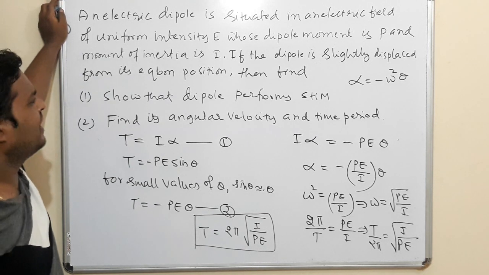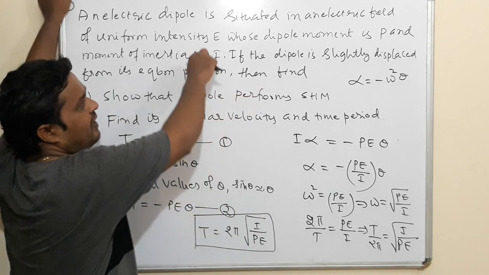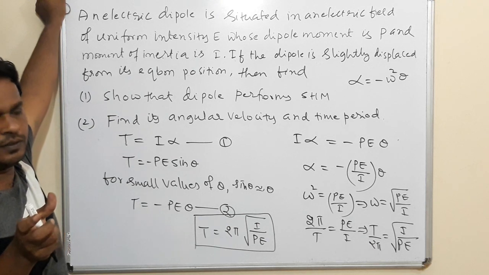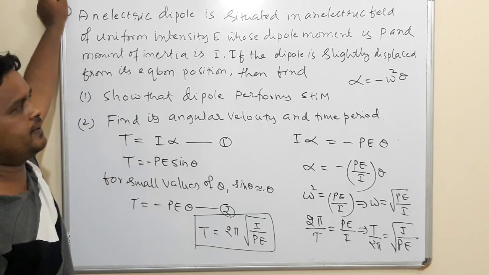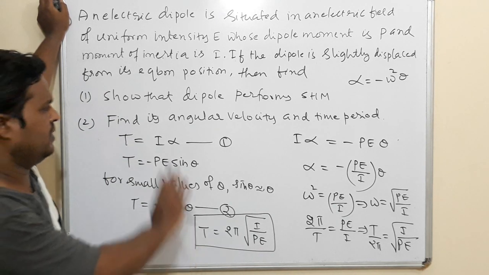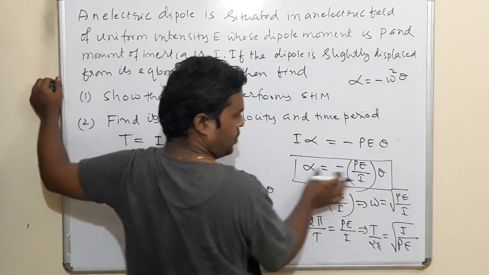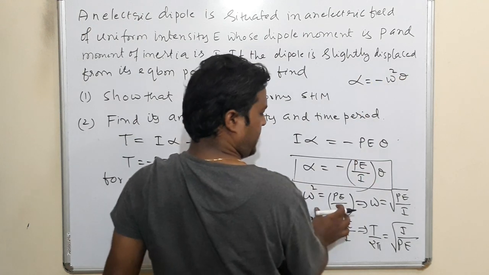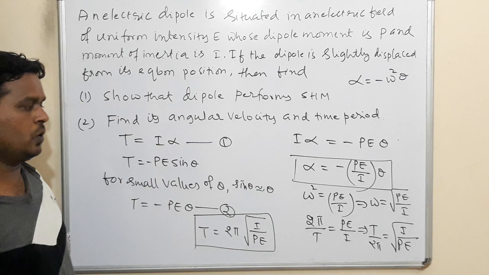Same question. We will take another example which is very similar. There we will calculate, suppose we take the masses of both the charges. Then we will try to find moment of inertia in terms of mass. Okay? This you understood? First condition is it will show SHM for this. Alpha is equal to minus something into theta. That will be equal to omega square. Then omega is equal to root of P E by I. Then 2 pi by T is equal to root of P E by I.